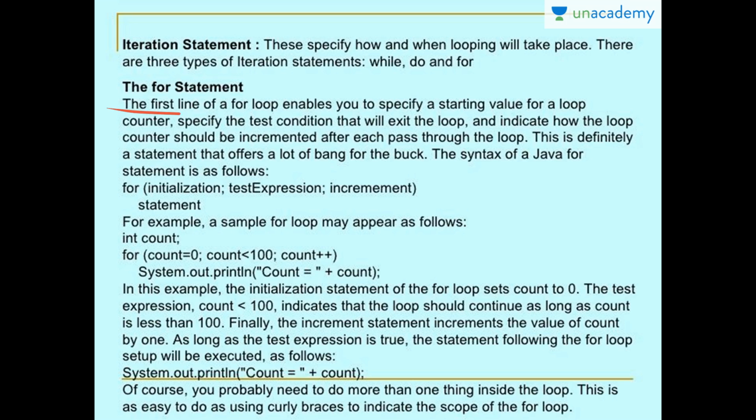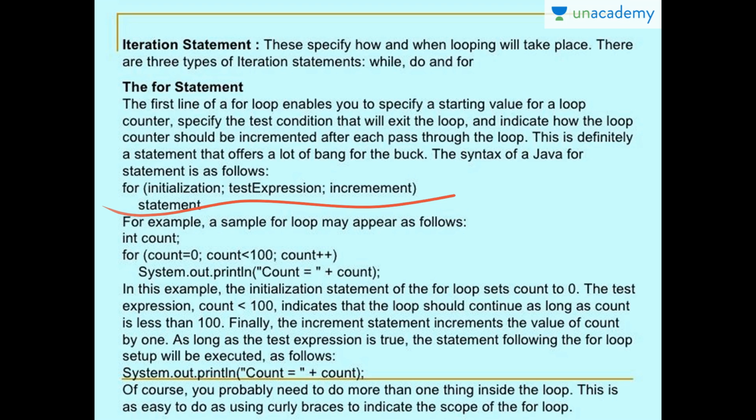First we will study the for statement. The first line of a for loop enables you to specify the starting value for a loop counter. First you initialize the value of the counter, then the condition, and then finally you increment it. As you can see, the syntax for loop: first initialize, then the condition, that is the test expression, then increment, and finally the statement.